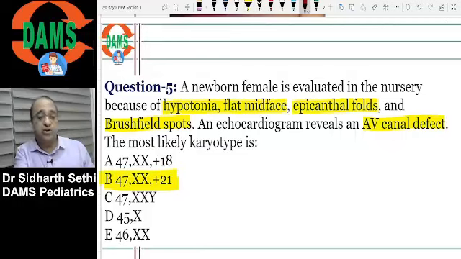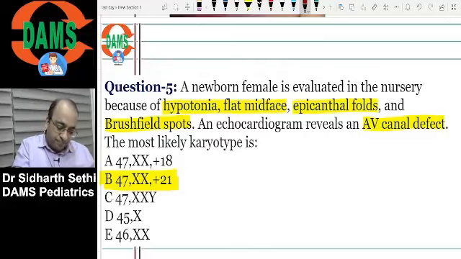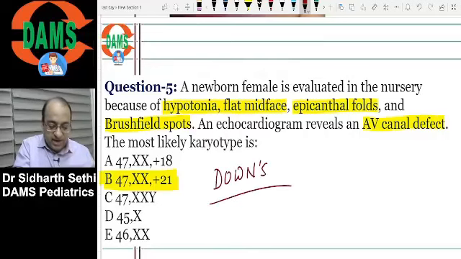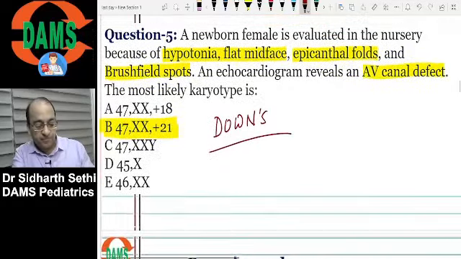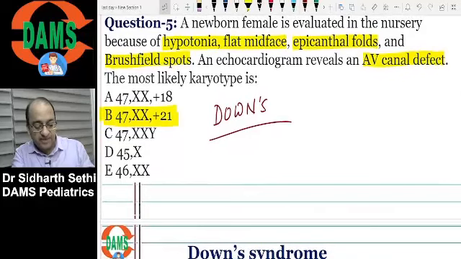Remember, in Down syndrome, I just told you today, when we are talking about genetic disorders, of course you should know about Down syndrome. The most common genetic mental retardation in the world is Down syndrome.